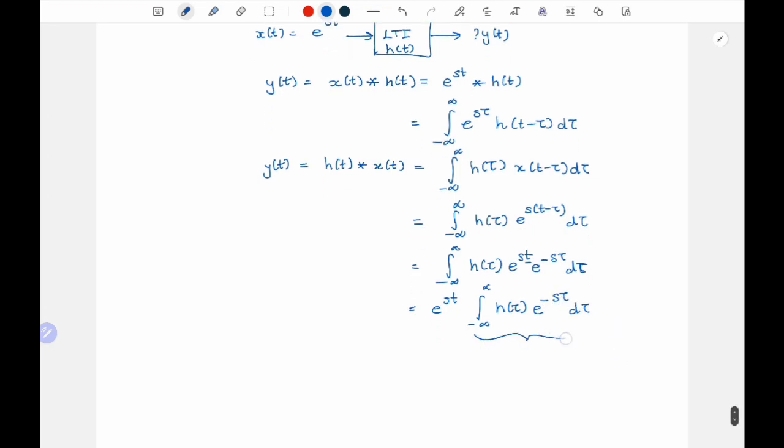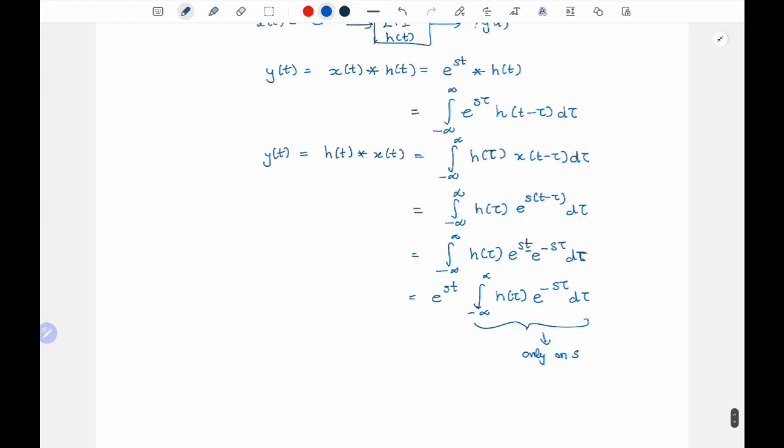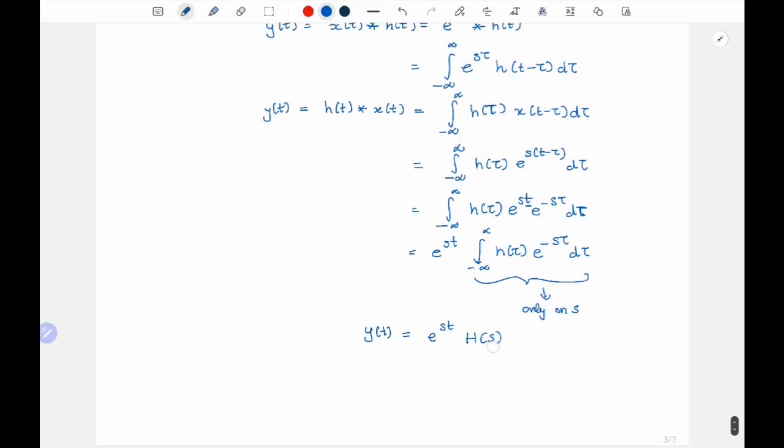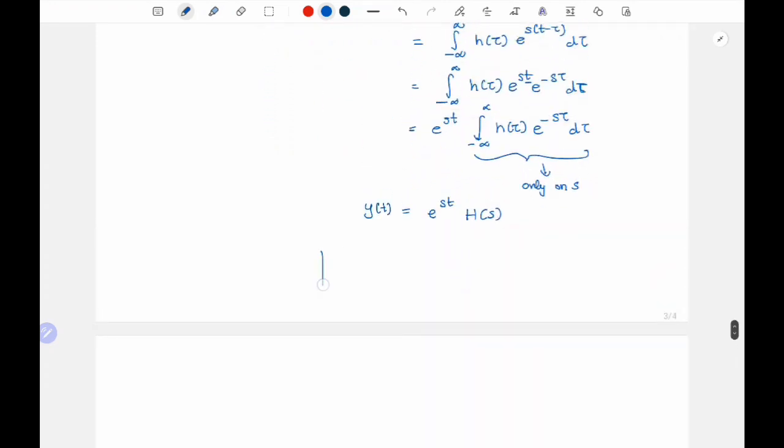If you see, this depends only on s. After the integral is evaluated, this tau will go away. So this depends only on s. So we can write this as some function of s. I'm calling it h of s. So we obtain y of t as e power st times h of s. Can you see what is interesting here? We passed the signal e power st and we got some factor times e power st, correct?